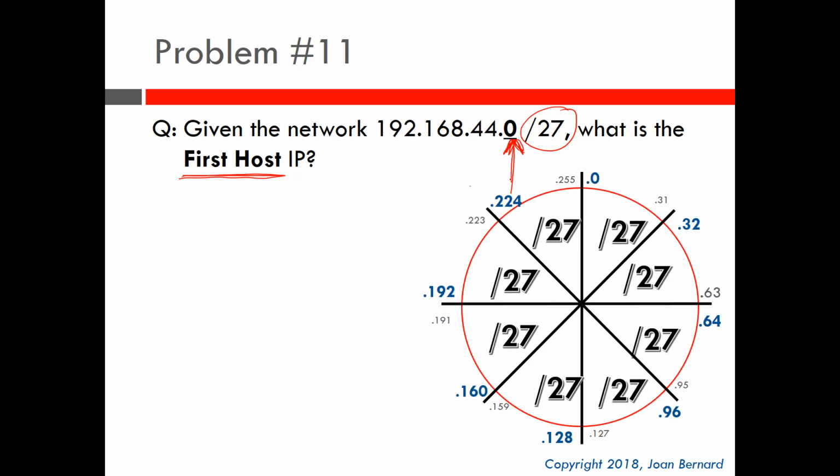So I take a look at my subnetting wheel here, and it's pretty simple. You might not even need to go through all of that because the first host is always one more than the network. So if you're given the network, it's going to be .1. So even without looking at everything, if I see that's my network and I need to know the first host, just add 1 to this number right here and you are good to go. So the answer is 192.168.44.1, the first host IP.